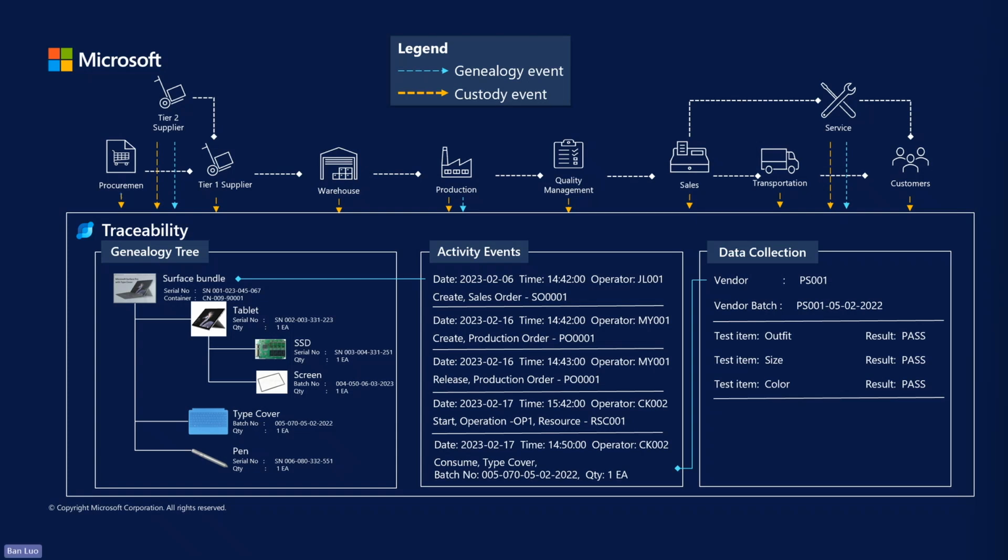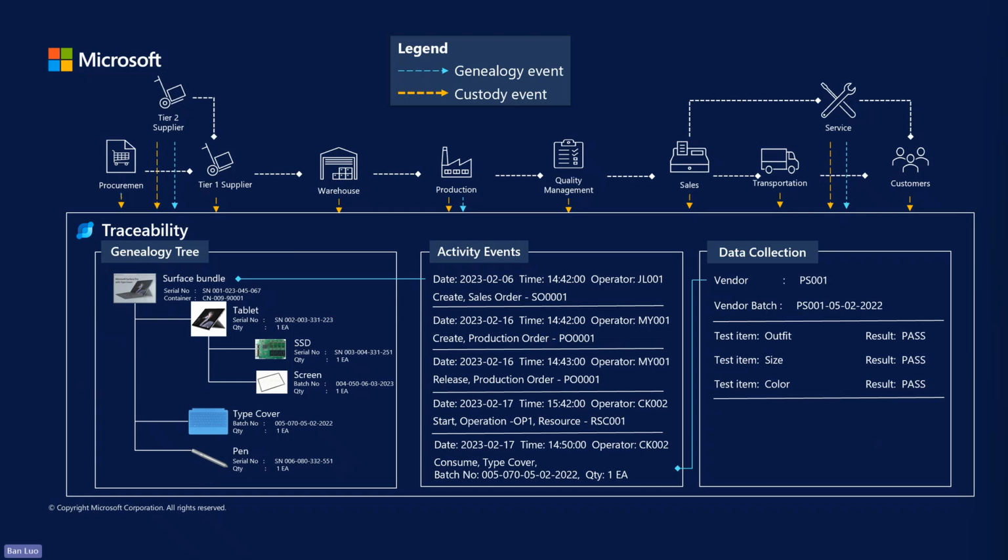The first information is in the blue line. It's called the genealogy event. This information is collected from the suppliers, manufacturers, and customer service. The genealogy event is also known as the as-built BOM and as-maintained BOM. It is mapped to our first block at the bottom. So in our example, you can see the top finished good is a Surface bundle. It is made from a tablet, a type cover, and a pen.